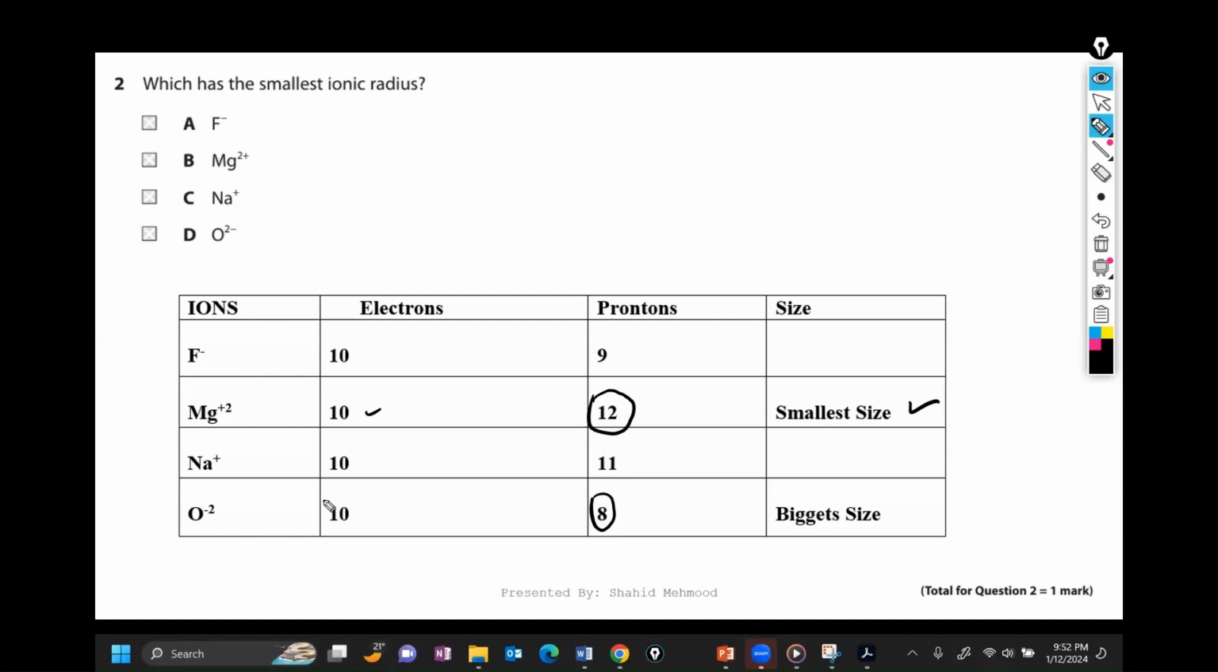And if the protons are the least, the minimum, they will loosely attract the electrons and the size will be the biggest. So here you can generalize that for isoelectronic ions, the more positive, the smaller, and the more negative, the bigger. So in this case, the smallest ionic radius is for the magnesium ion.